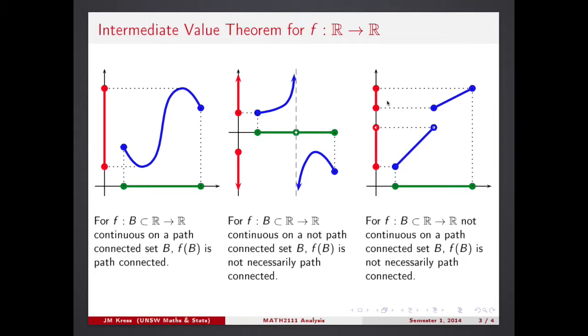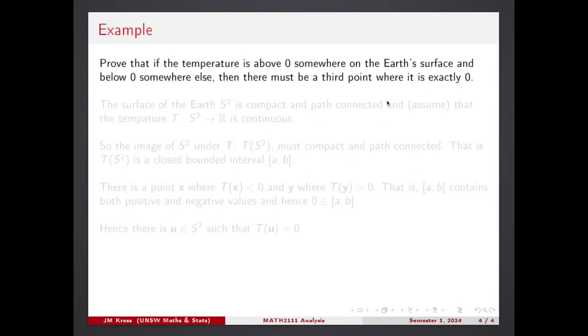Now there's one example on the next slide here, which basically gives you the idea how you can prove intermediate value theorem in n-dimensional setting. Let's just read the example. Prove that if the temperature is above zero somewhere on the Earth's surface and below zero somewhere else, then there must be a third point where it is exactly zero.